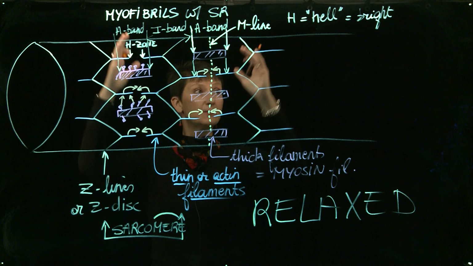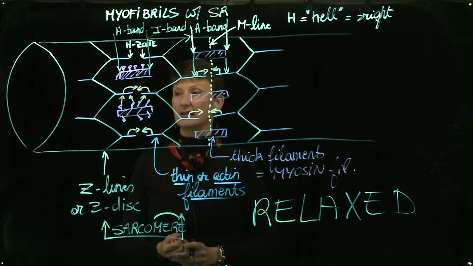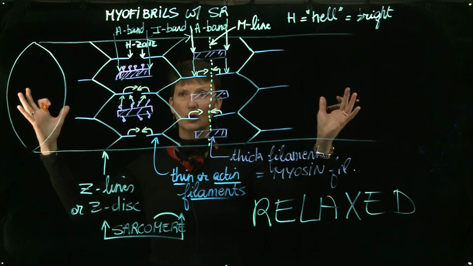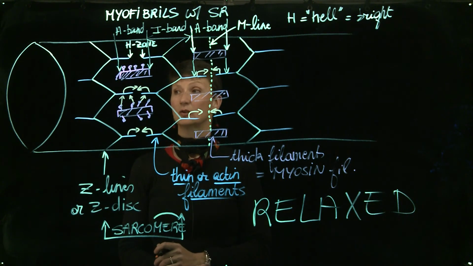And that, of course, impacts the whole muscle cell. Now imagine that quite a few muscle cells in a muscle organ are going through this process. Clearly, that's going to cause the whole muscle organ to begin to shorten.